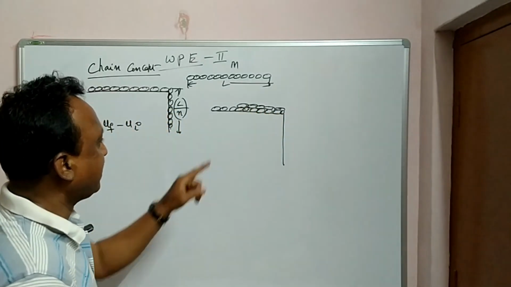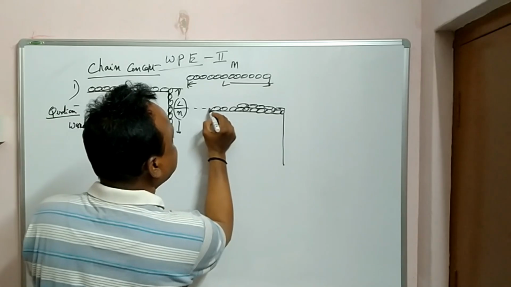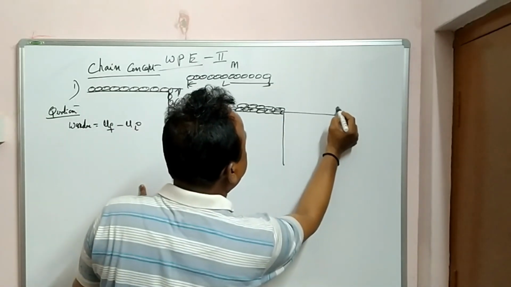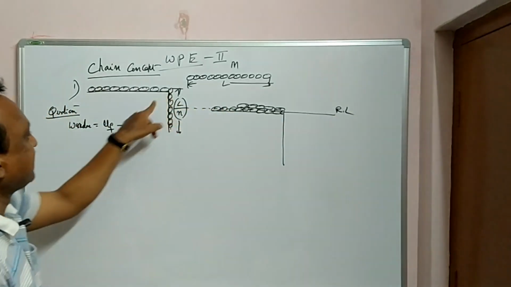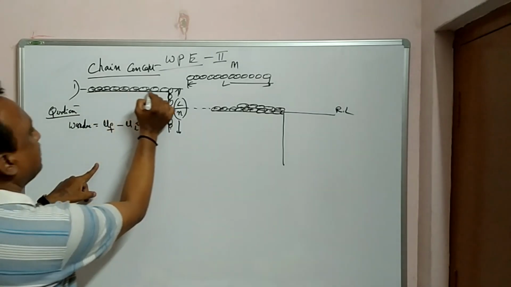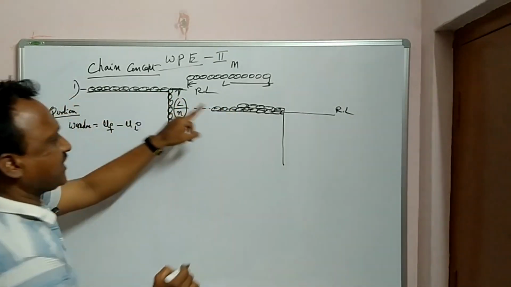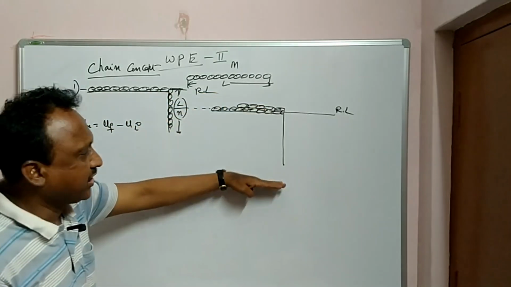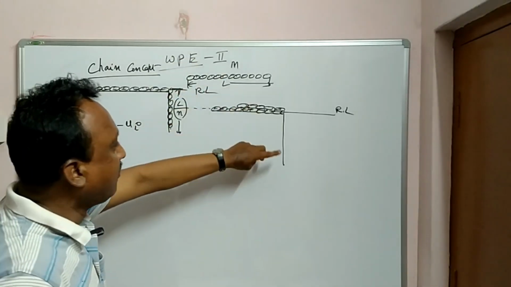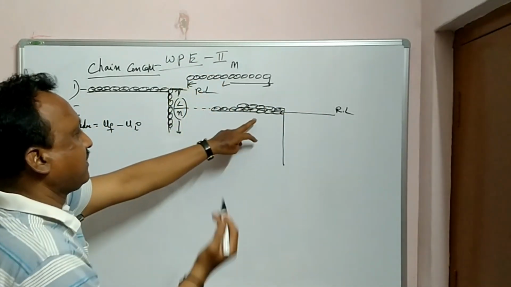Okay, second part. So now I'll take a reference line on the table. I'll take this as a reference line. See here. Reference line, take it as on the table, not on the ground. On the table I'll take. Now the chain part is lifted onto the table.